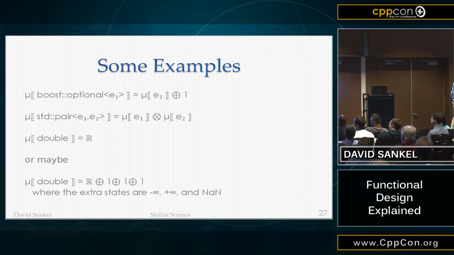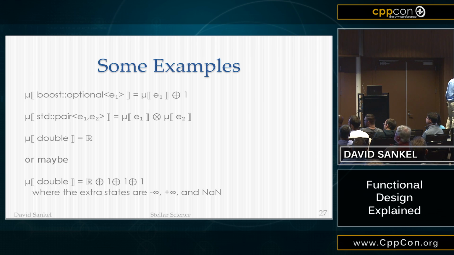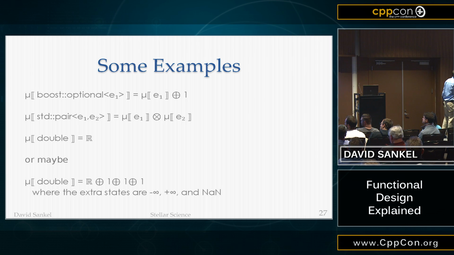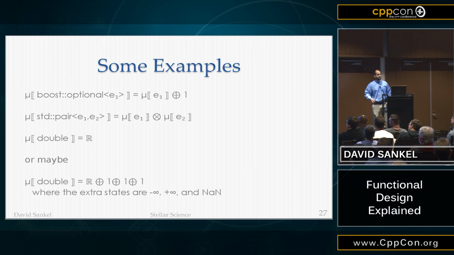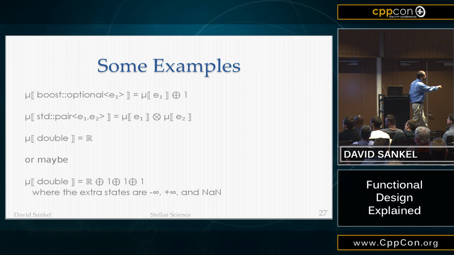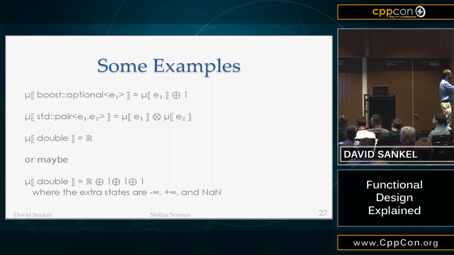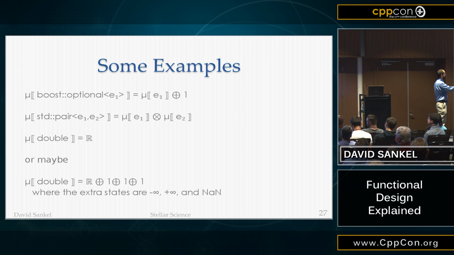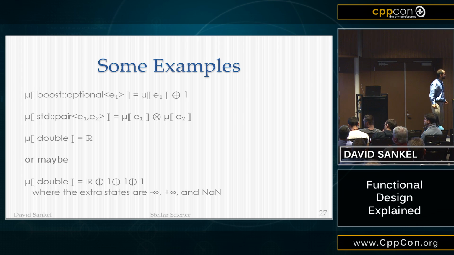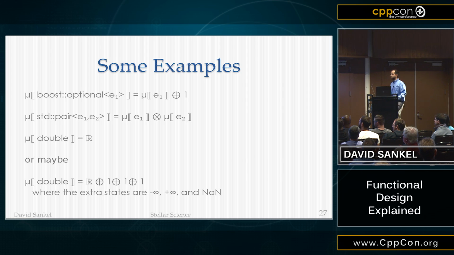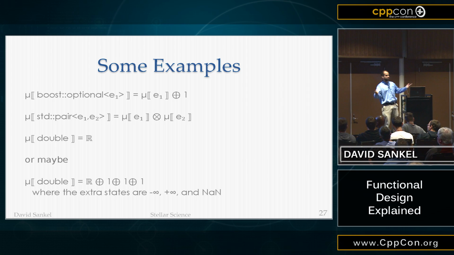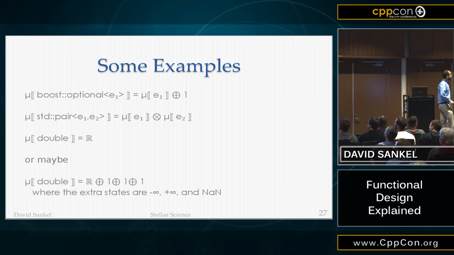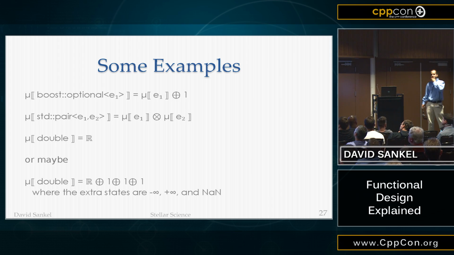And then if you look at a pair, the meaning of a pair is the meaning of the first type expression product the meaning of the second type expression. This is just the reverse of saying that products are pairs. We're saying pairs are products. And double can be real numbers, or maybe you really want to say that the meaning of double can be the real numbers plus these three other states. And these three other states would be negative infinity, positive infinity, and not a number, right? Because those otherwise don't belong in the real numbers. All right, so let's do some denotational design.